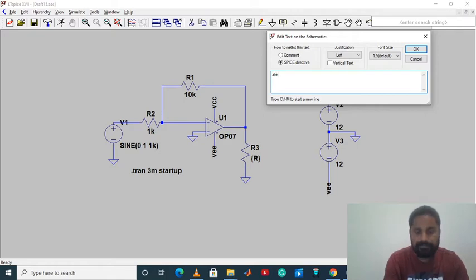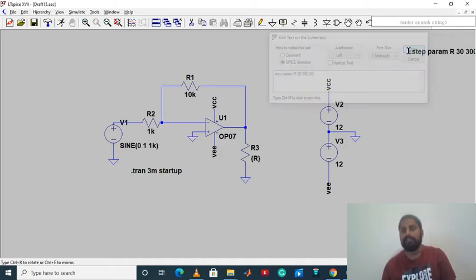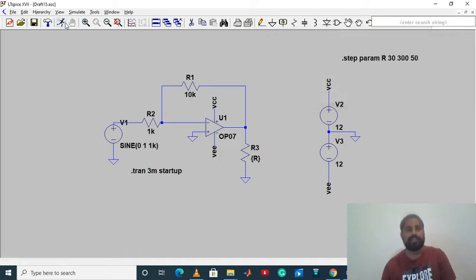Now write .step param. Param is parameter. The parameter you are going to change goes from 30 to 300 ohm with an increment of 50 ohm. First it will take 30 ohm, then 80, then 130, and so on accordingly. Now we have this step. Now we are running this.